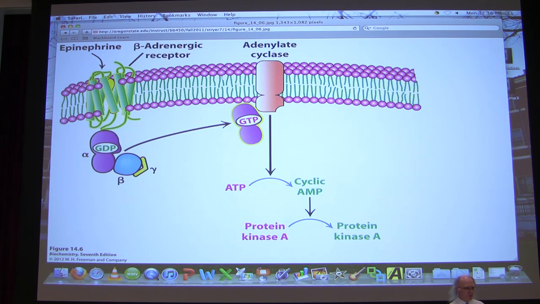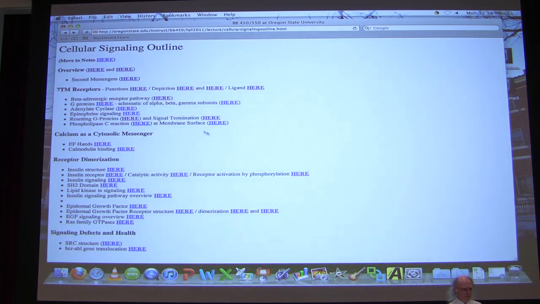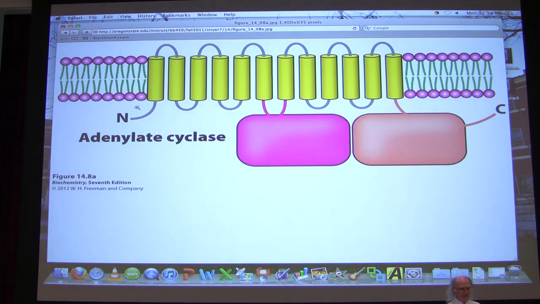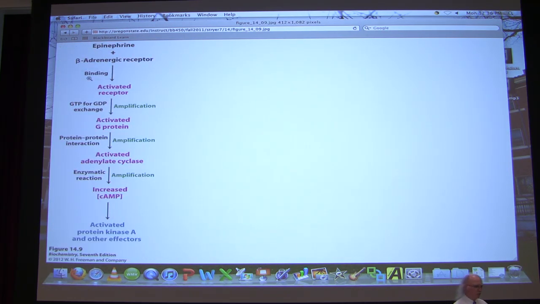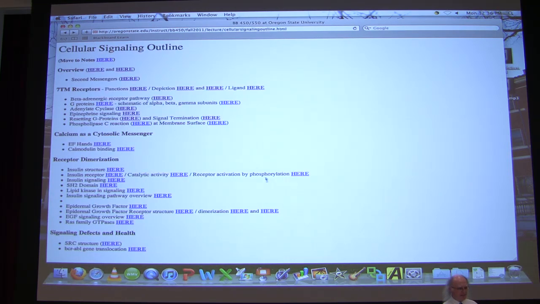Okay, so learn something about how your body works there. There's adenylate cyclase. It is not a 7TM, but you see it's bound in the membrane. What else do I want to say here? There's words telling you what I've showed you on a figure there. Okay? And that's what I want to say about the beta-adrenergic receptor.